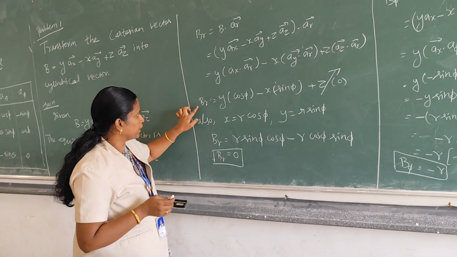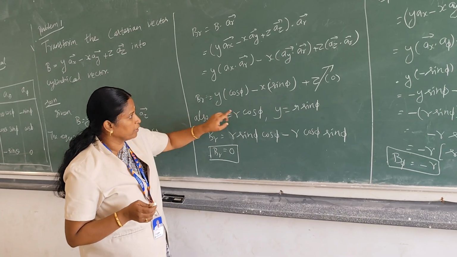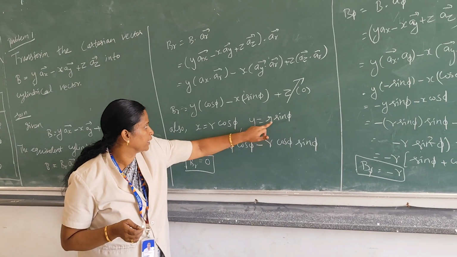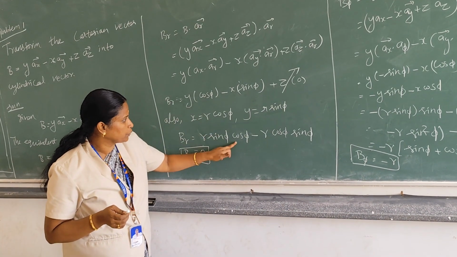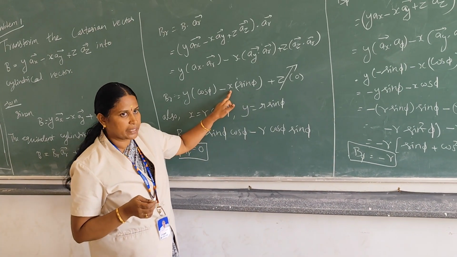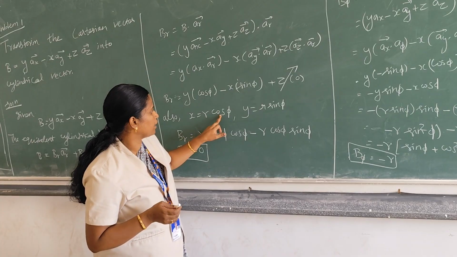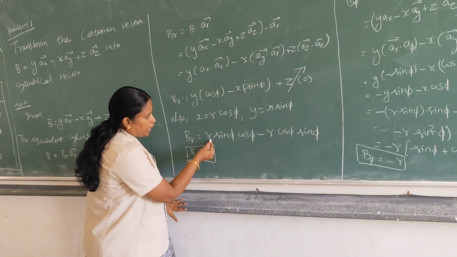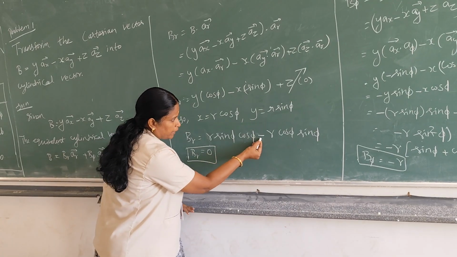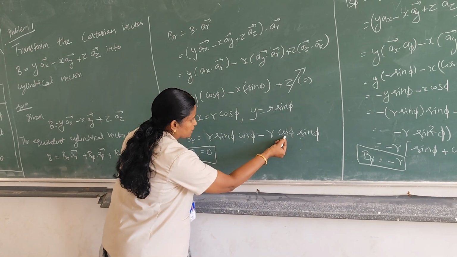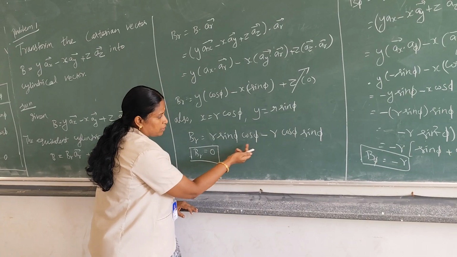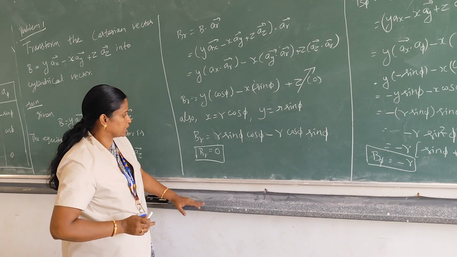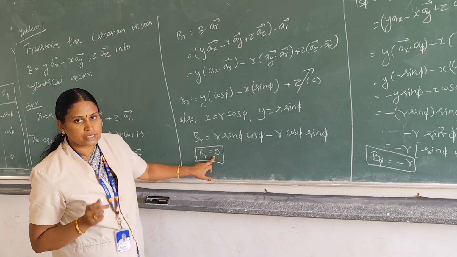So BR becomes, instead of y, we substitute r sin phi, so r sin phi into cos phi, minus, instead of x, we substitute r cos phi, so r cos phi into sin phi. You can see this is r sin phi cos phi minus r sin phi cos phi. These two terms cancel each other, so the BR value becomes 0.